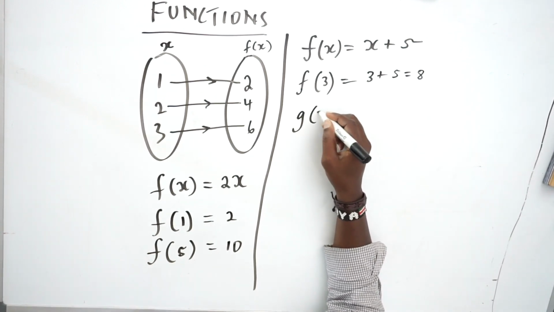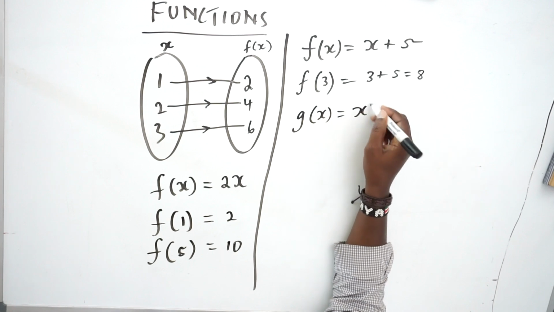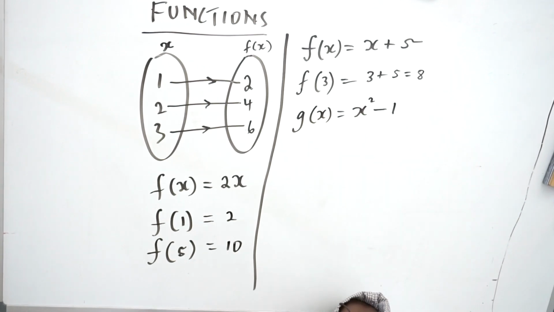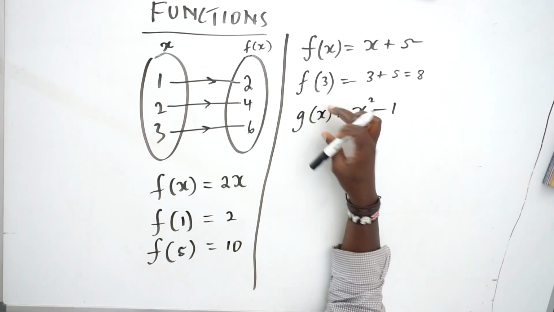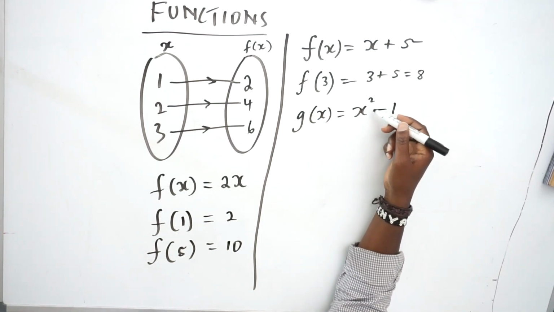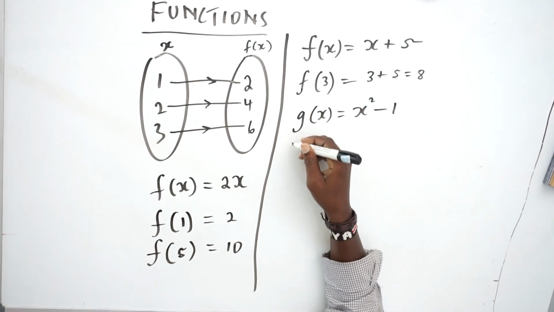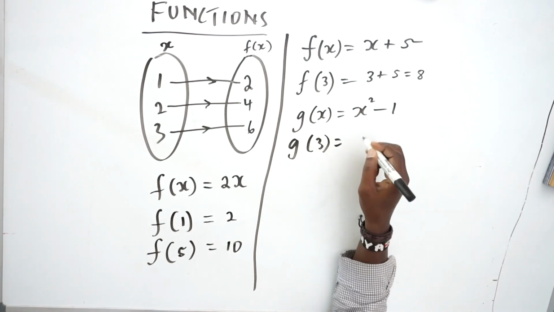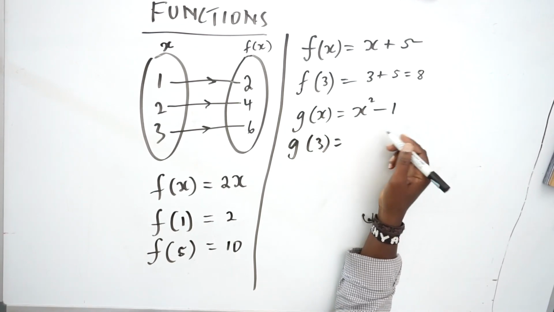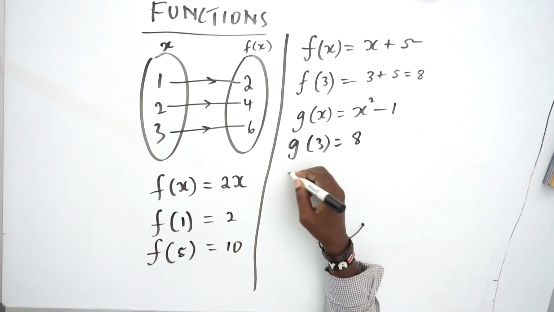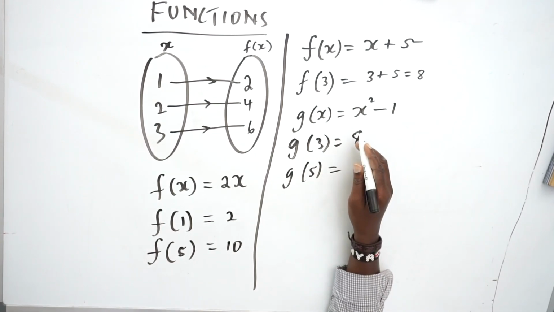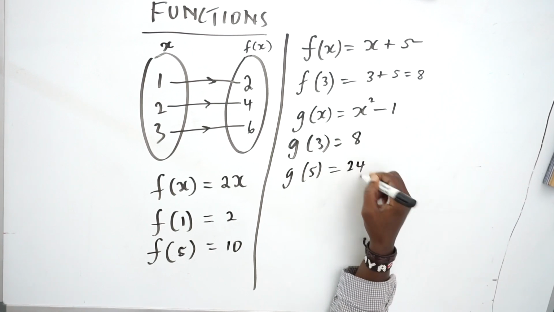Sometimes we use other letters. You can talk of g of x, which is x squared minus 1. So g of x, which is the image of x, says x is squared, then you take away 1. Then g of 3 will mean we square 3, get 9, take away 1, we get 8. g of 5 will mean we square 5, take away 1, we get 24.